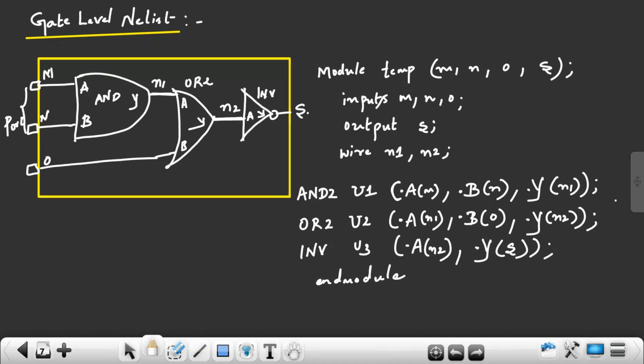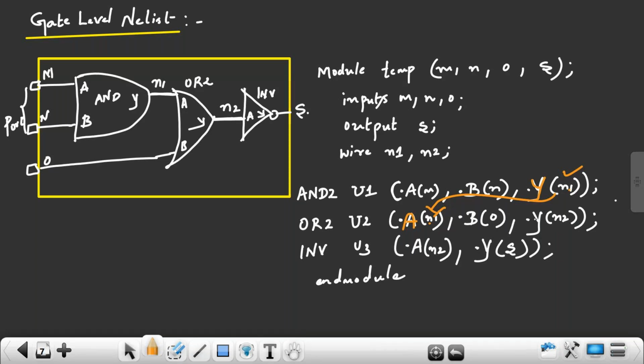Here, is connection present or not? Connection is present, right? Because this N1 is connecting to what? The output pin of your AND gate, and the same N1 net is connecting to what? The A pin of your OR gate, meaning the input pin of the OR gate. Then the meaning is what? Output is connecting to what? Input.